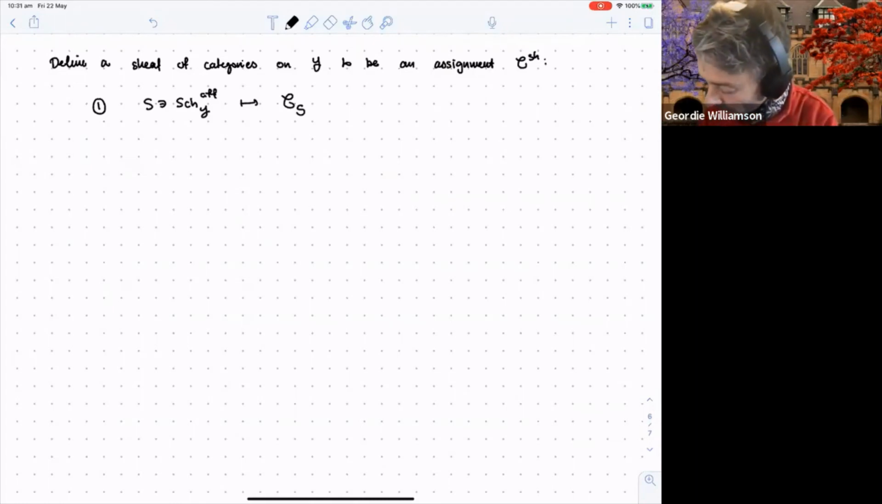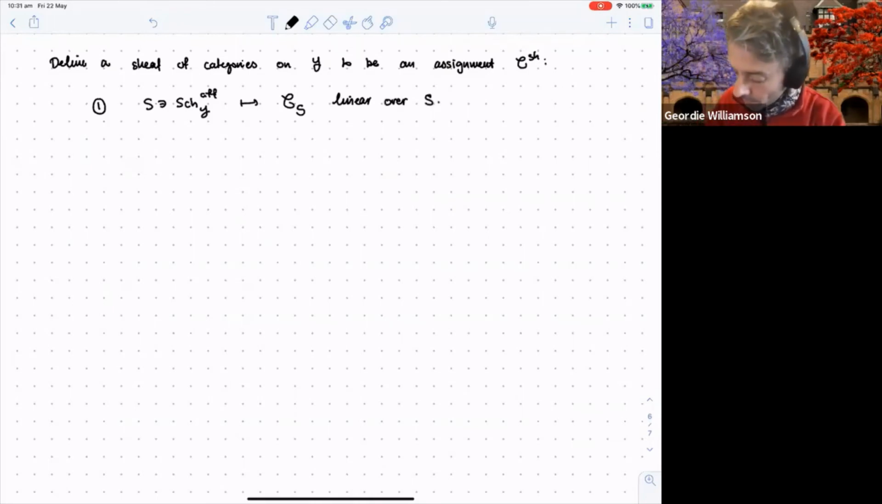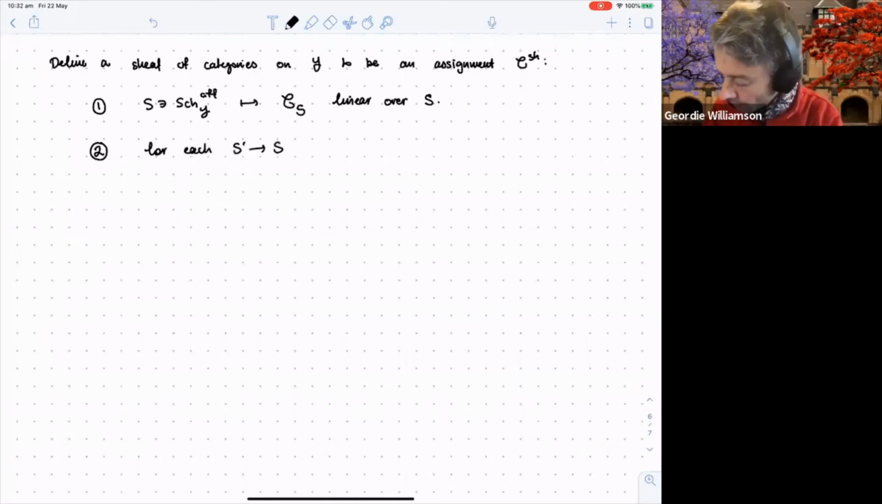So this should be over S. And again, I'm using the same abusive notation. This is really a scheme over Y, not just a scheme. It's really important what that particular map to Y is. For each S prime to S, so this is a morphism in affine schemes over Y, we have an S linear functor.